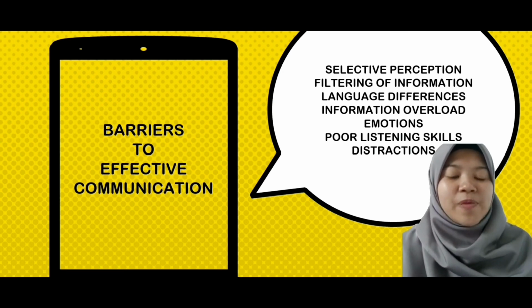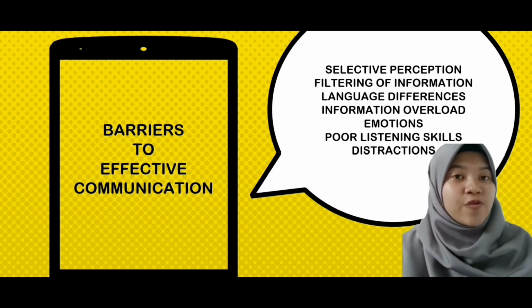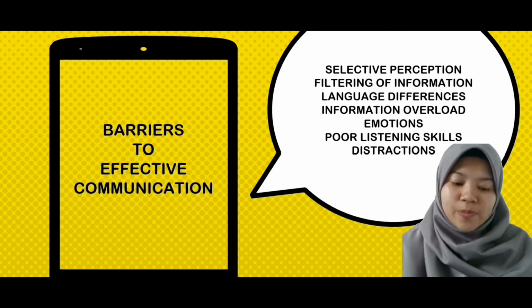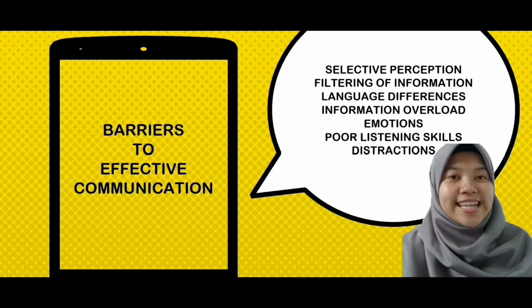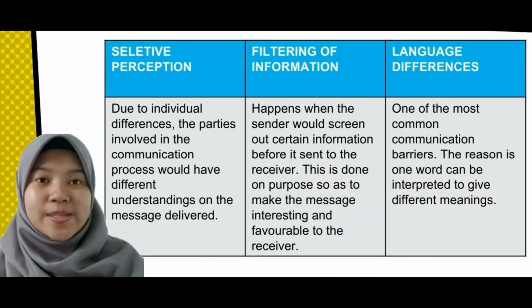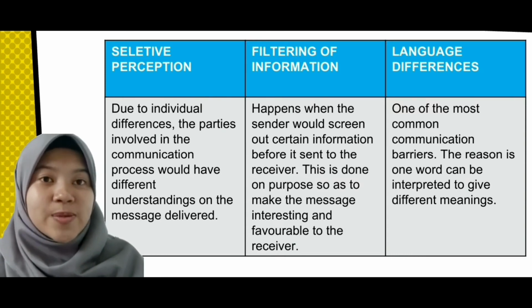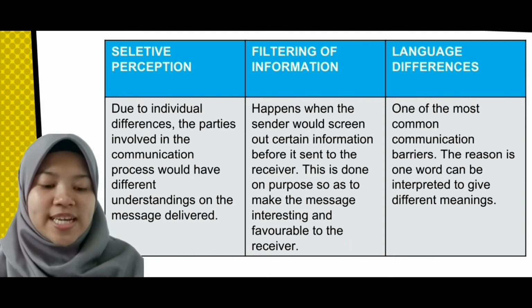Here are some barriers that may cause ineffective communication: selective perception, filtering of information, language difference, information overload, emotions, poor listening, and distractions. Now, I want to explain each one of them in detail. The first one is selective perception.